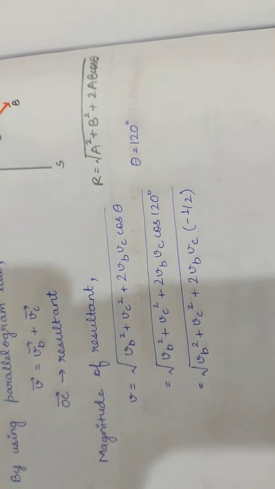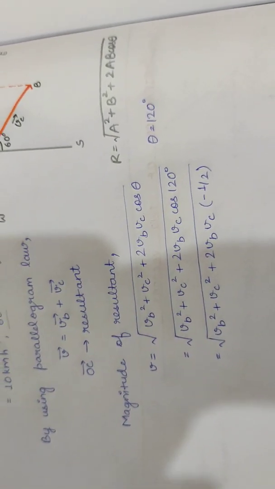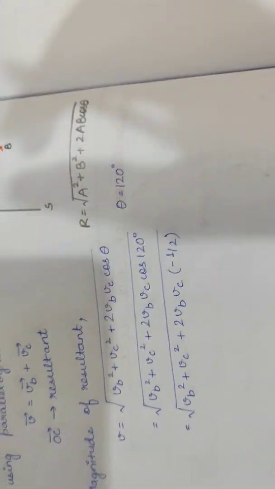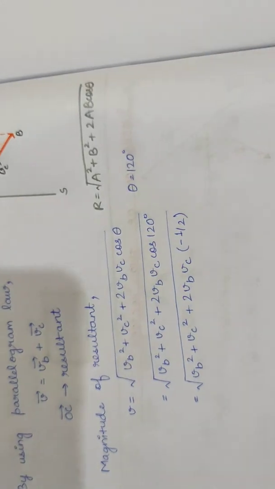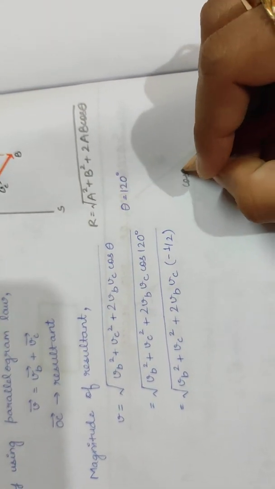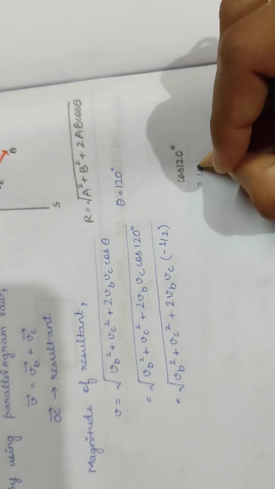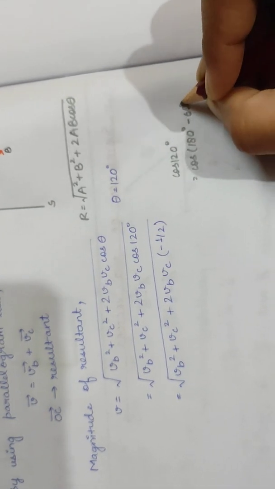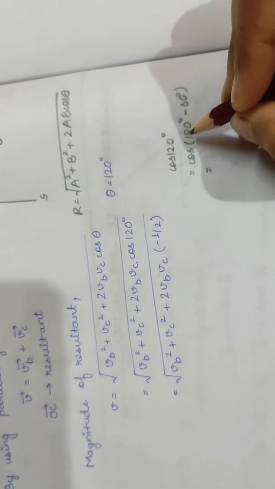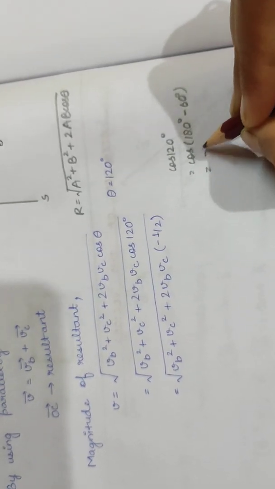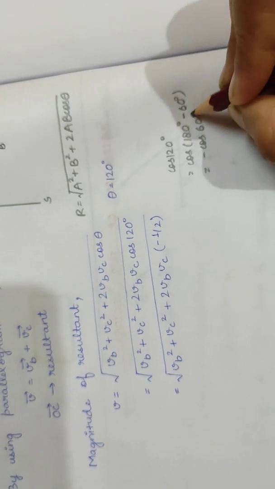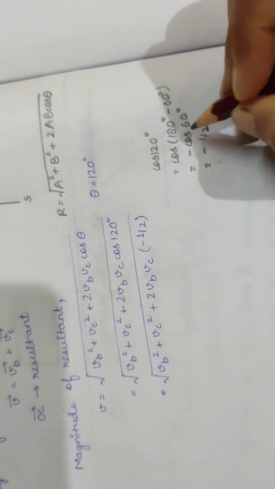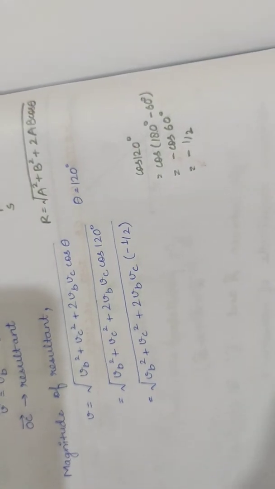As we know that cos of 180 degree minus theta is equal to minus of cos theta, cos 120 degree can be written as cos of 180 degree minus 60 degree. And cos of 180 degree minus theta is minus of cos theta, and we know that the value of cos 60 degree is 1 by 2. So cos 120 degree is minus of 1 by 2.